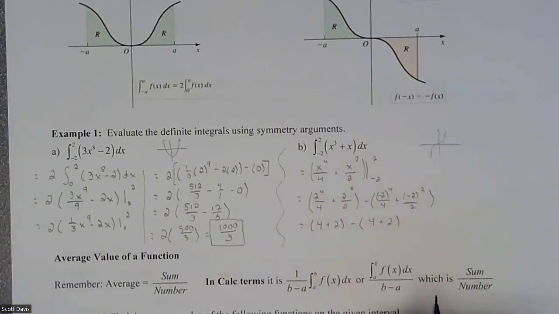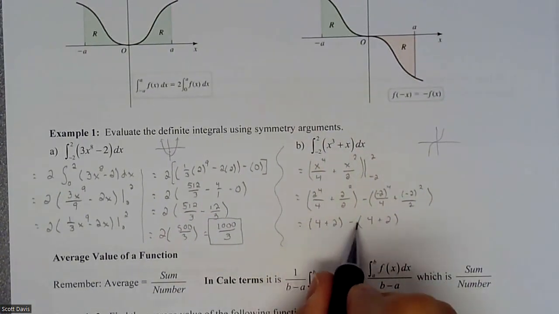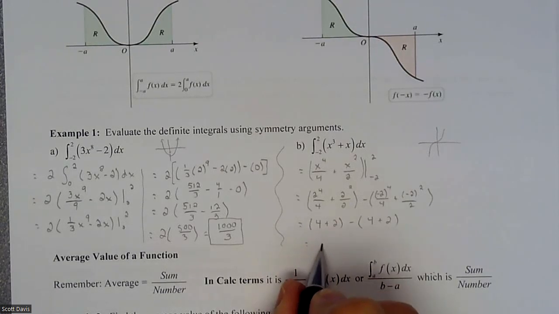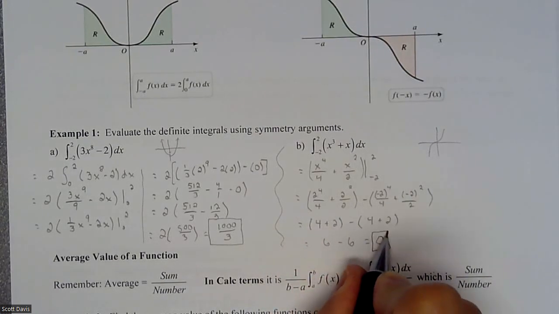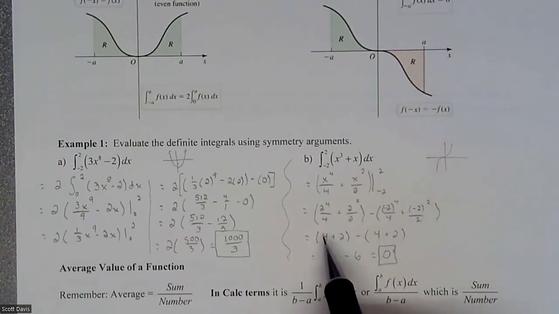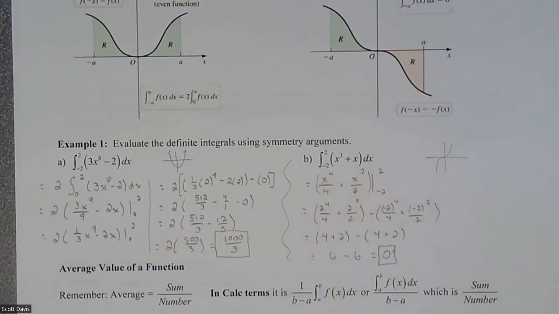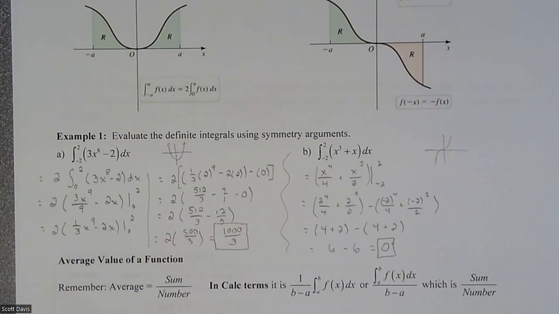And if you're noticing, they're exactly the same. But you're subtracting them. So this is going to be a 6 minus 6 equals 0. Because visually, we would have a positive area, we would have a negative area, and they're going to cancel each other away. So that is a couple scenarios.